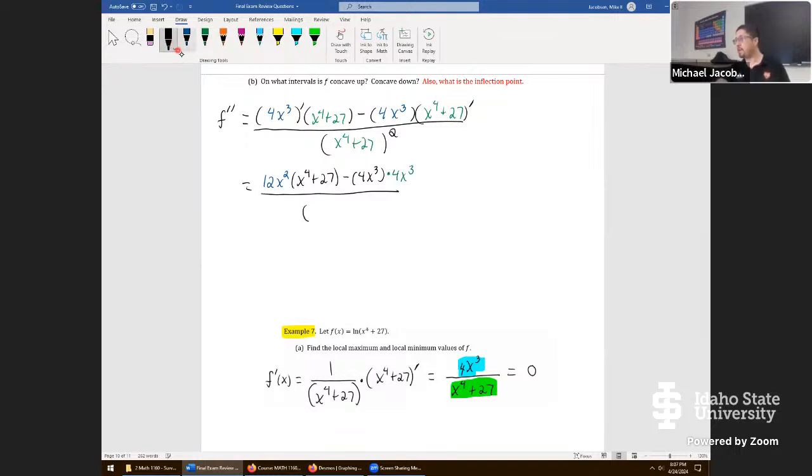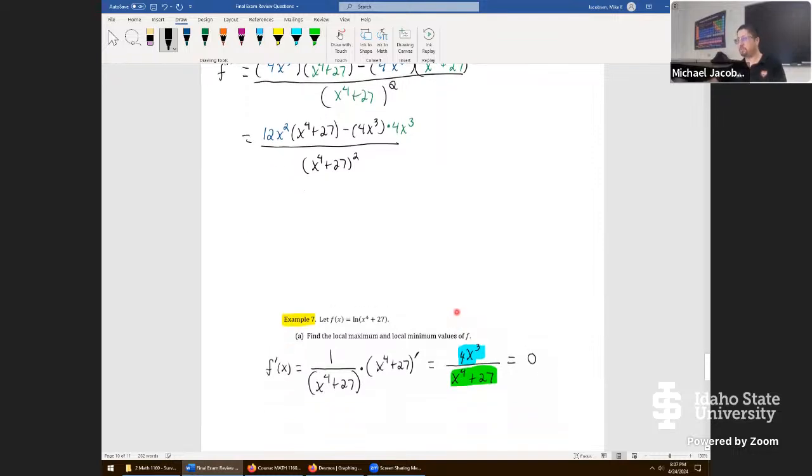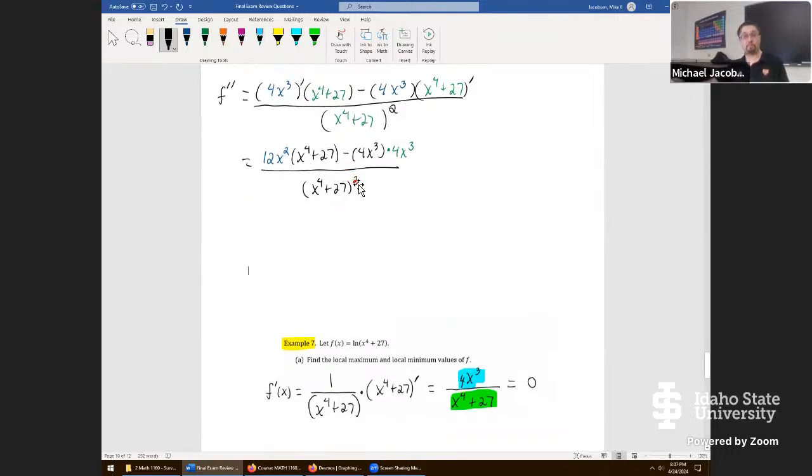And the whole thing is divided by x power 4 plus 27 squared. Okay, so we're just about there, but this is the step where actually simplifying your functions after quotient rule pays off, because now you've got to do it. There's no choice. I need to set that equal to 0 and solve, but solving in this format is just an exercise in working really hard when you don't have to.